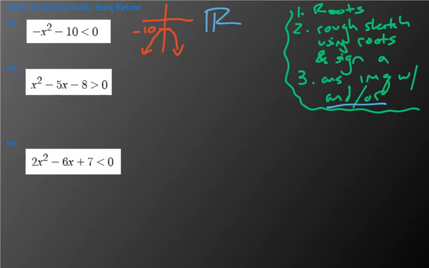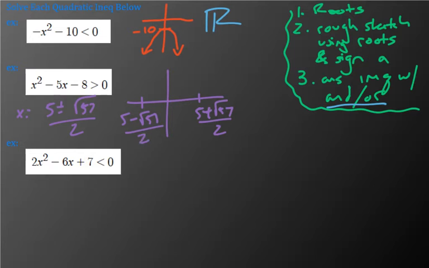This one, you do want to find the roots, definitely. And the roots are not super easy. You'd have to do the quadratic formula. The roots would be, from the quadratic formula, 5 plus or minus root 57, over 2. So 5 plus root 57 over 2 is one root, and 5 minus root 57 over 2 is another. And you get an open up quadratic because A is positive.